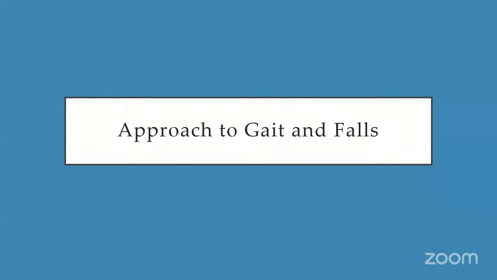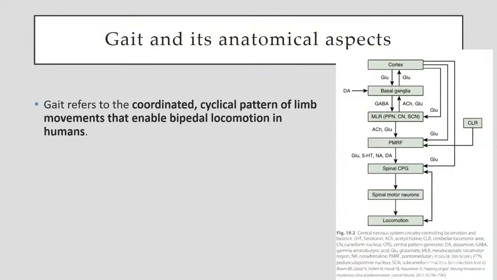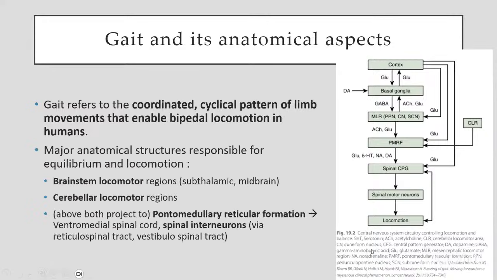So today I'm presenting about the approach to gait and falls. Gait refers to a coordinated cyclical pattern of the limb movements that enable bipedal locomotion in humans. The major anatomical structures responsible for equilibrium and locomotion are the brainstem locomotor region, which includes subthalamic and midbrain, and the cerebellar locomotor region. Both the cerebellar and brainstem regions project to the pontomedullary reticular formation, also called the mesencephalic locomotor region.